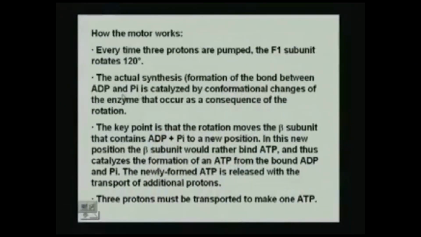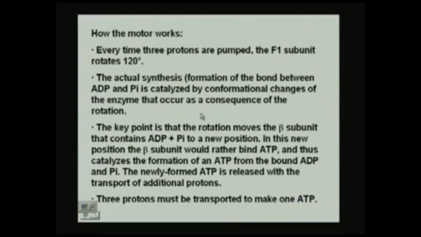So, I have an open form now. As I rotate 120 degrees, this beta form comes here now, which makes the other one say tight and makes this one loose. Okay. So, you have open, tight and loose conformations depending on where you are located with respect to the gamma stalk that is rotating it. So, the actual synthesis of ATP from ADP plus Pi is catalyzed by conformational changes of the enzyme that occur as a consequence of the rotation.